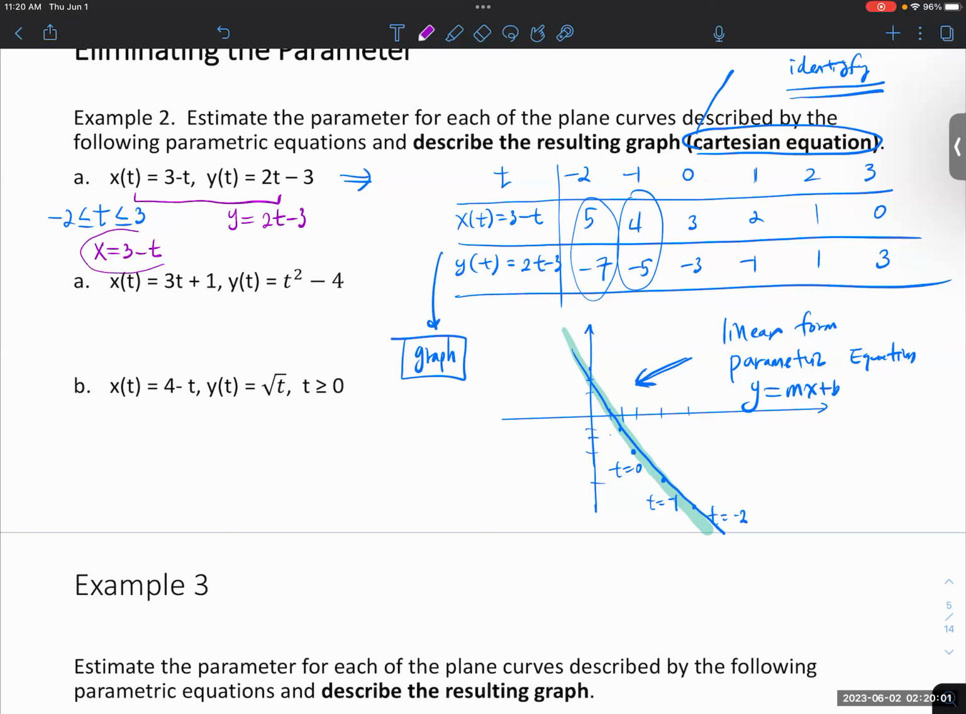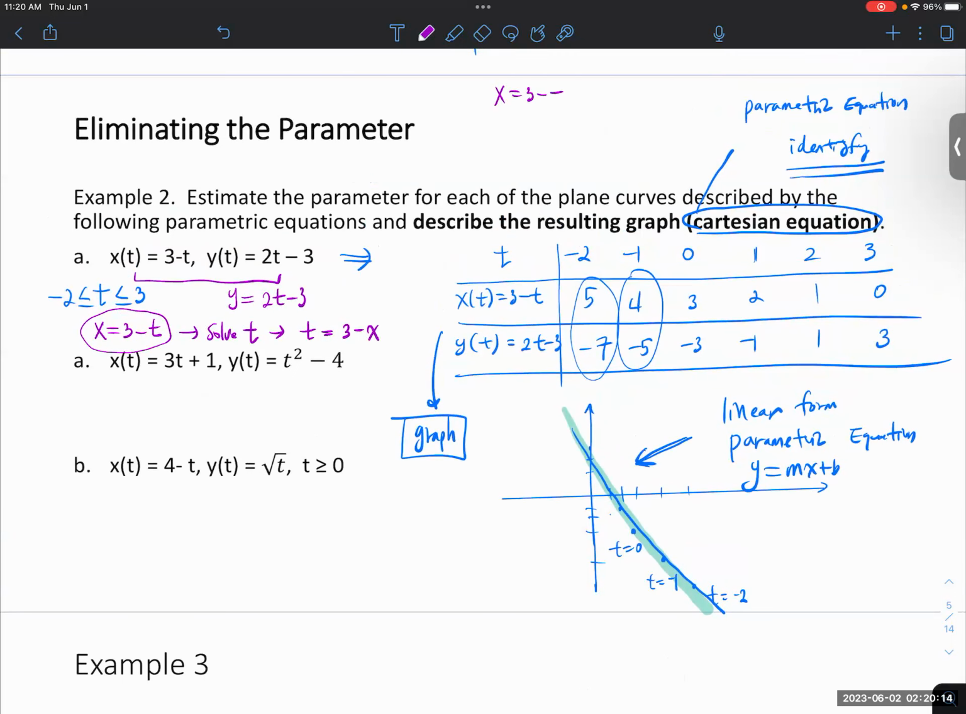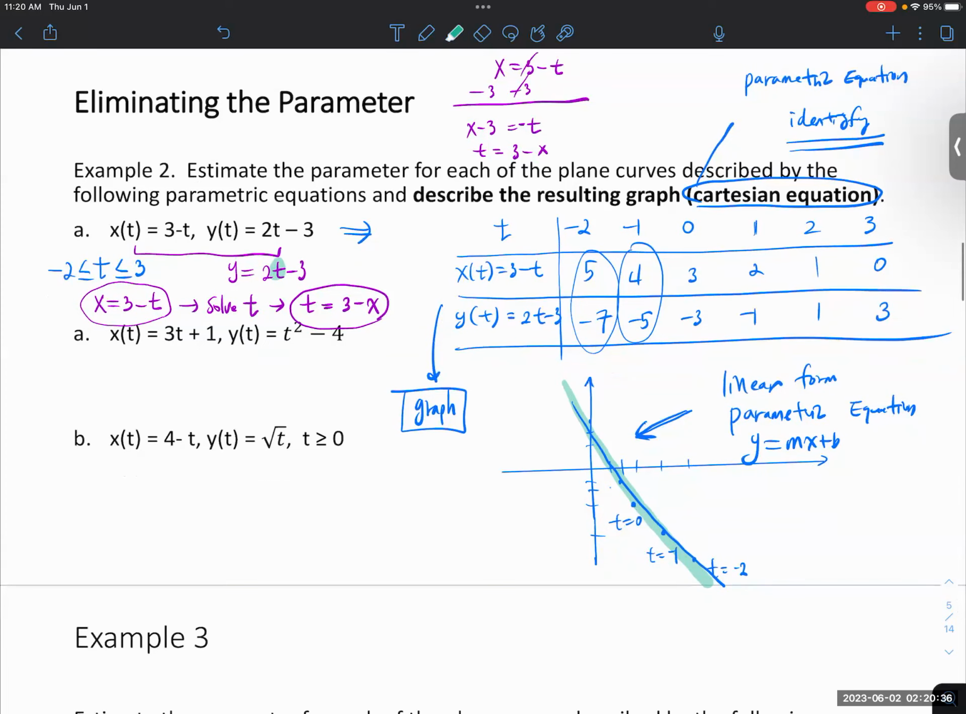I'm going to modify the first function in terms of t. So you can solve for t. Then what happens? It is going to be t equal to 3 minus x. If you have x equal to 3 minus t, I'm going to subtract 3 on both sides. Then you have negative t equal to x minus 3, and divide by negative 1. So t equal to 3 minus x. Now you are going to plug this into the t spot, because they are going to be the same information, correct? So let me minimize a little bit.